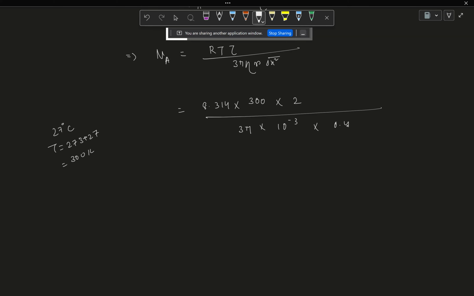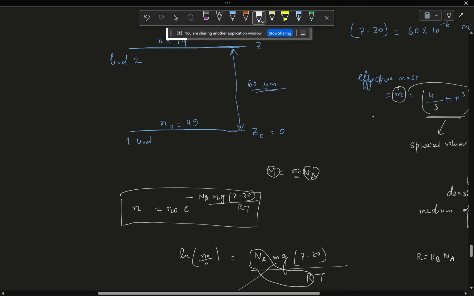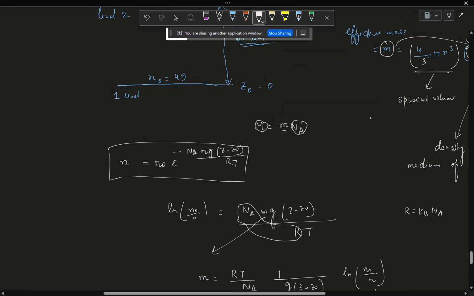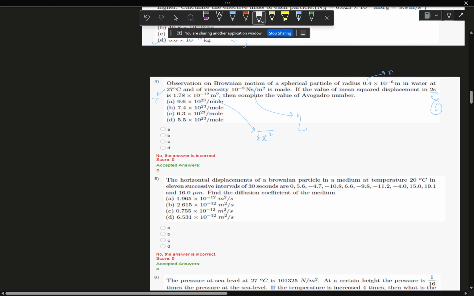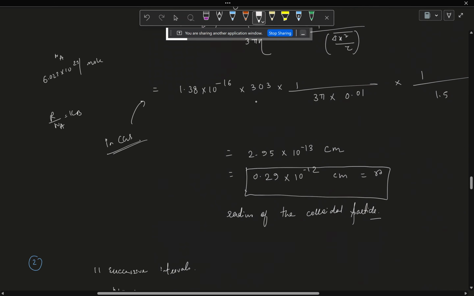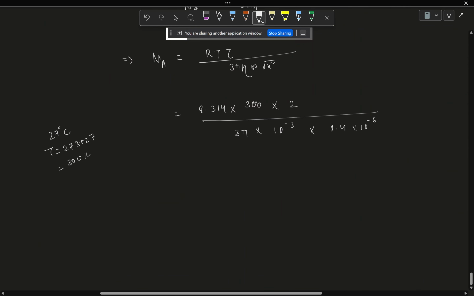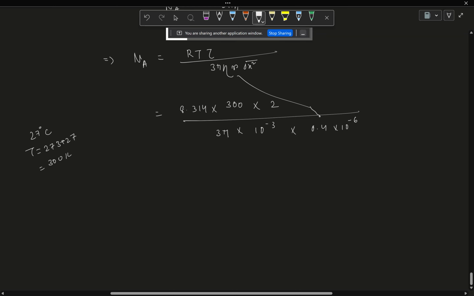And then the mean square displacement is 0.4 into 10 to the power of minus, sorry, I am taking some other value. So just let me check what the values are once. Yeah, so 1.78 into 10 to the power minus 12 is delta x squared average, and viscosity is 10 to the power minus 3. Sorry, I was putting down the value of R. So this was the R value that I am writing down here. The eta value is this, and delta x squared is basically 1.78 into 10 to the power minus 12.